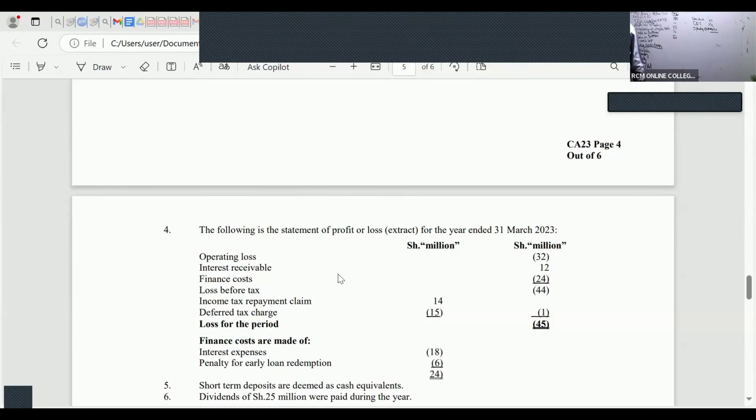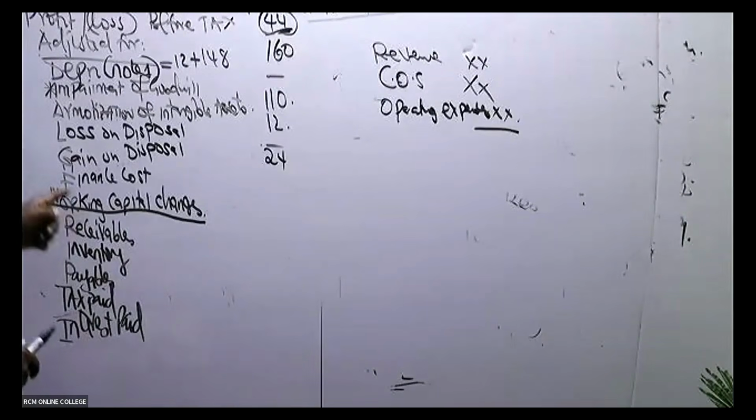But how about this interest receivable? Interest receivable, ladies and gentlemen, can never be under operations. This interest receivable, the 12. If, for example, we gave out a loan and now we are being paid interest, then that will be under investing. If it is about long-term borrowings, where we are paying interest, then that should go under financing. This interest receivable can never be under operations here. So the interest receivable, you must come and create space for it here.